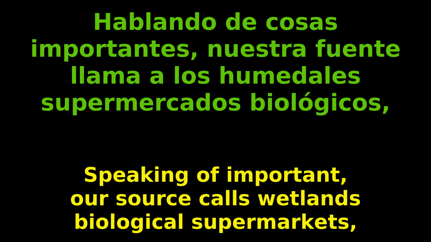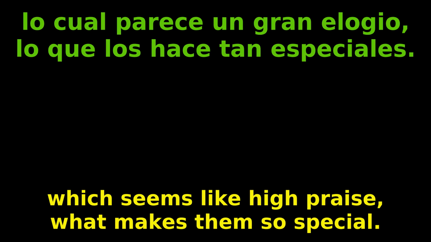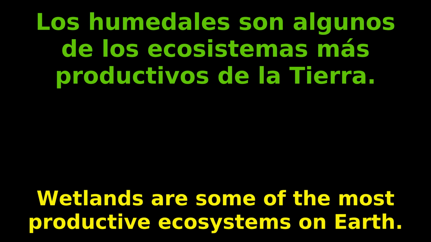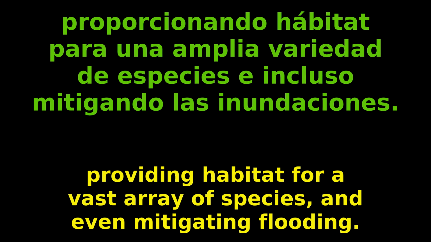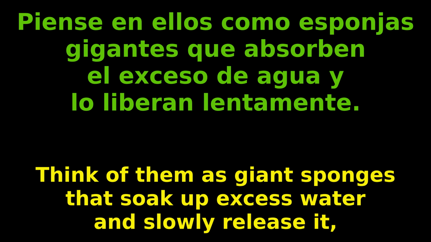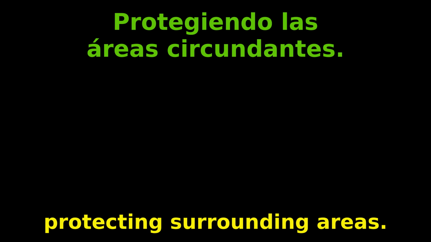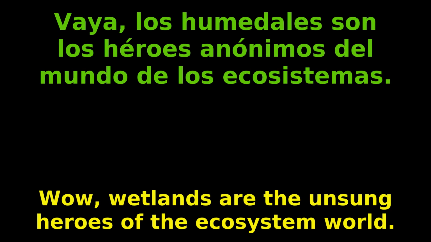Speaking of important, our source calls wetlands biological supermarkets, which seems like high praise. What makes them so special? Wetlands are some of the most productive ecosystems on Earth. They're incredibly effective at filtering pollutants, providing habitat for a vast array of species, and even mitigating flooding. Think of them as giant sponges that soak up excess water and slowly release it, protecting surrounding areas. Wow, wetlands are the unsung heroes of the ecosystem world.